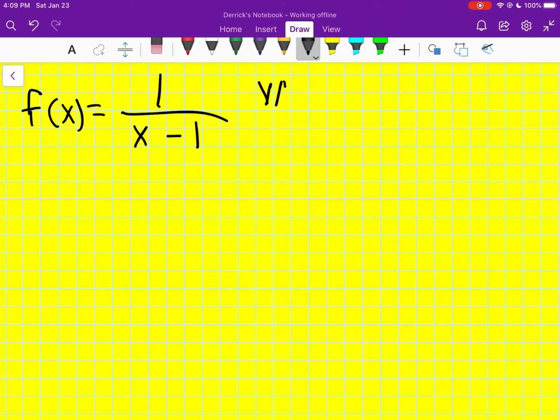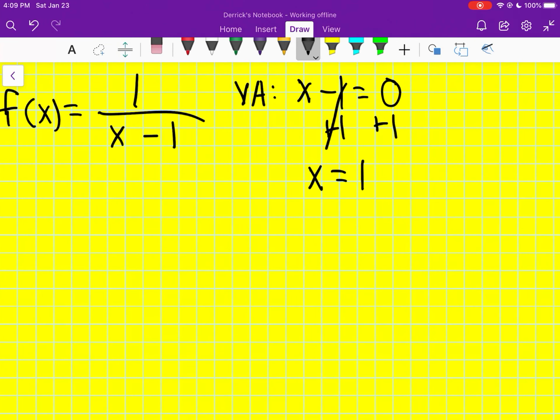To find vertical asymptotes, remember what we do is take the denominator, set it equal to 0, and solve out. So in this case, our denominator is x minus 1, so we'd set that equal to 0. Nothing too fancy here, we'd just add 1 over, and we get a vertical asymptote of x equals 1.